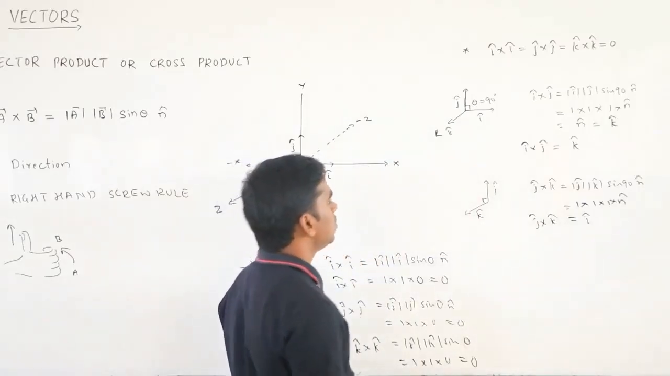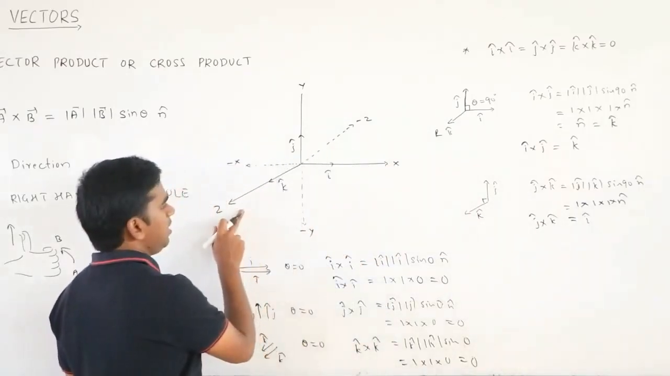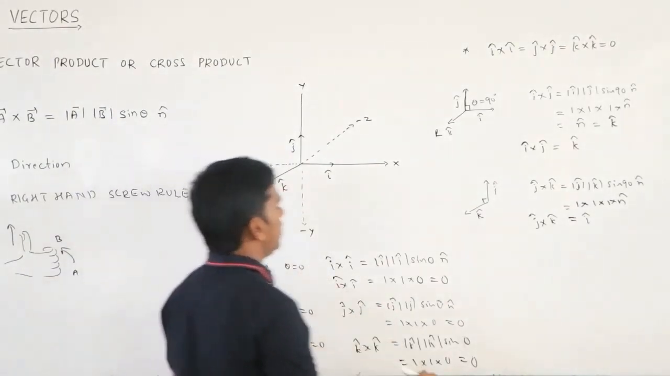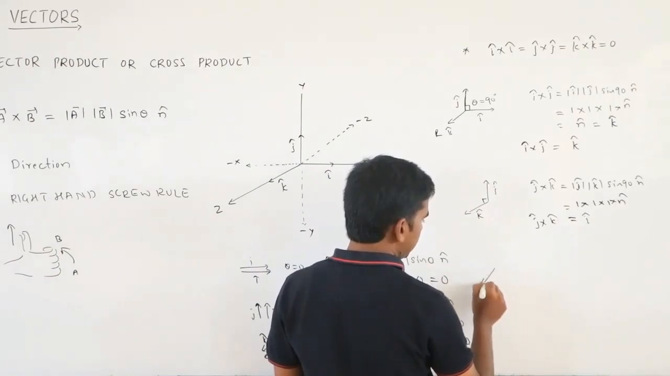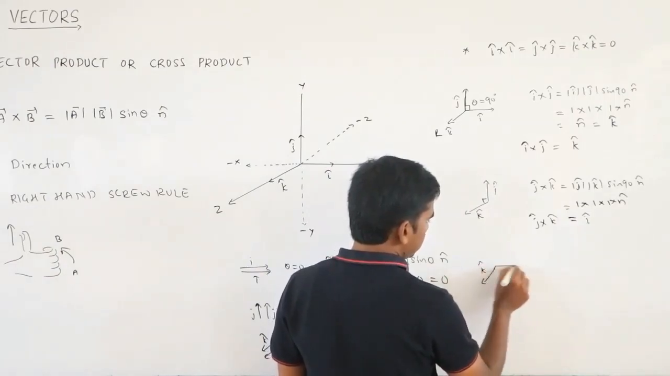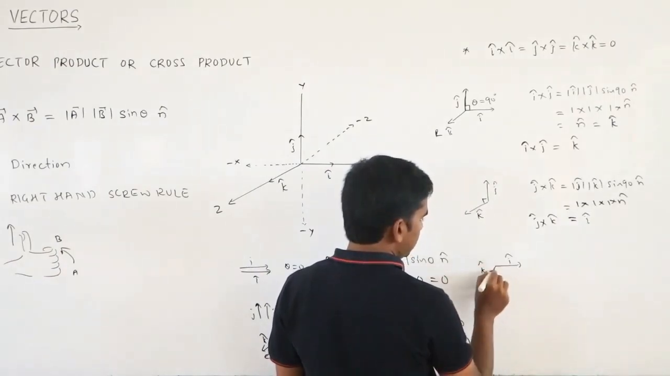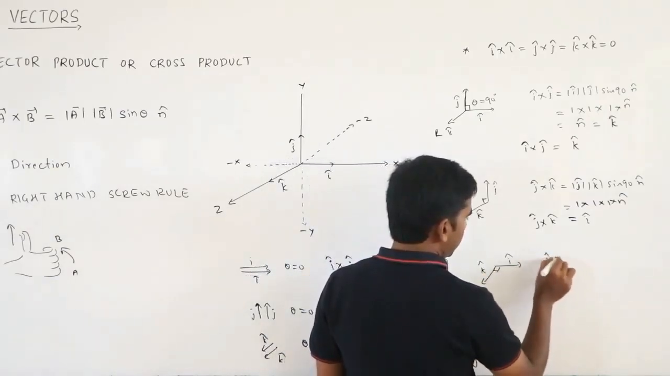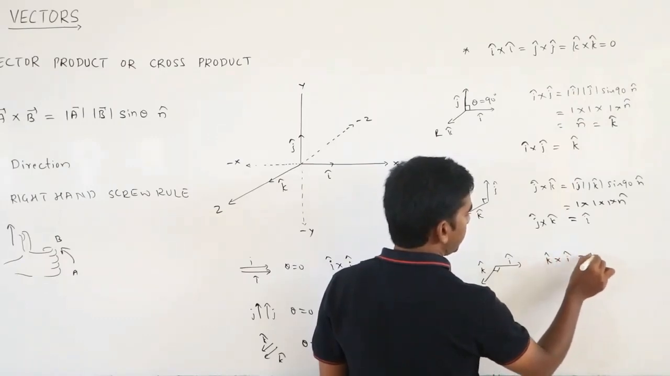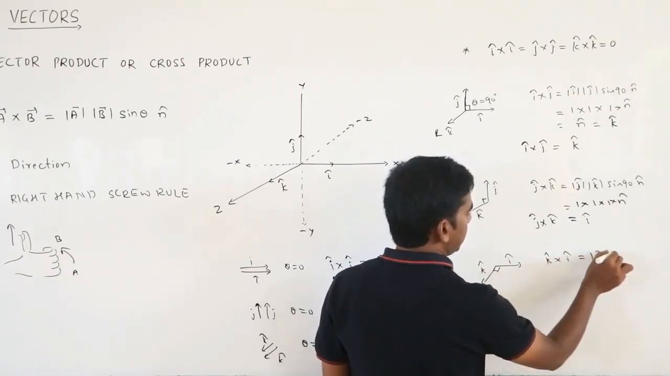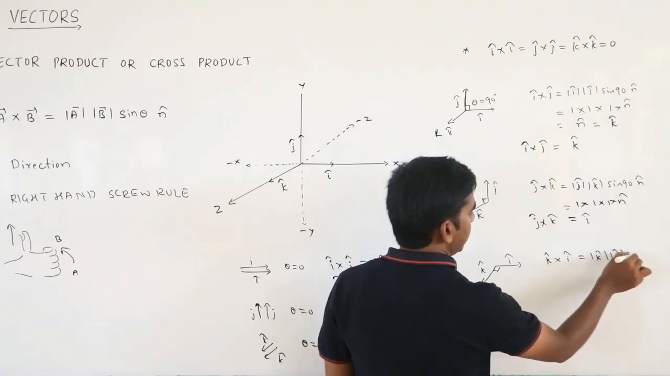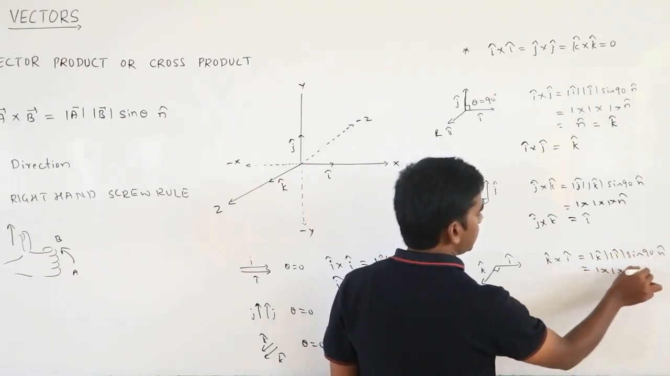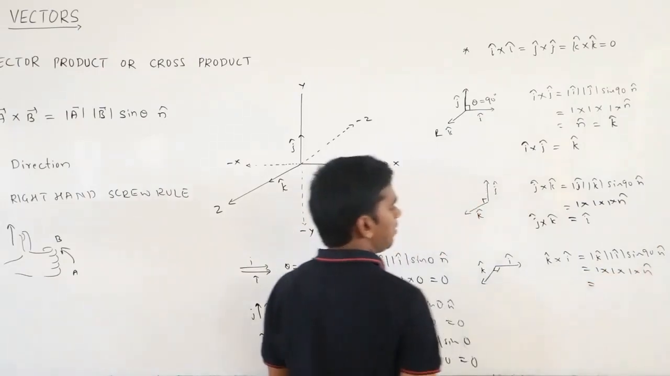Similarly, again, k cap cross i cap. The angle between them is again 90 degrees. So k cap cross i cap equals magnitude of k cap, magnitude of i cap, sine of 90 degrees, n cap. So 1 into 1 into 1 into n cap. So what is n cap over here?